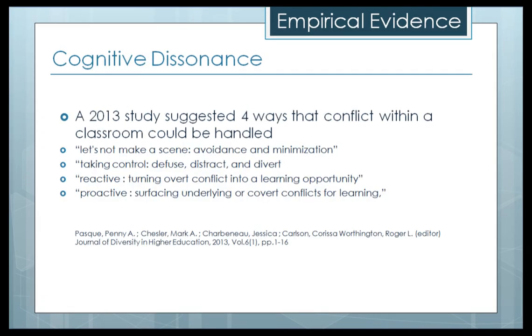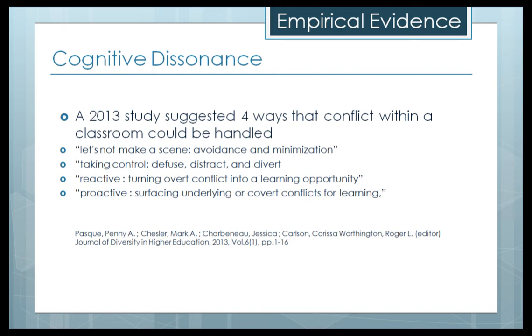A 2013 study suggested 4 ways that conflict within a classroom could be handled. Let's not make a scene: avoidance and minimization. Taking control: defuse, distract, and divert. Reactive: turning overt conflict into a learning opportunity. And proactive: surfacing underlying or covert conflicts for learning. The reactive and proactive methods proved to be the most effective in resolving the issue, although the most time-consuming.